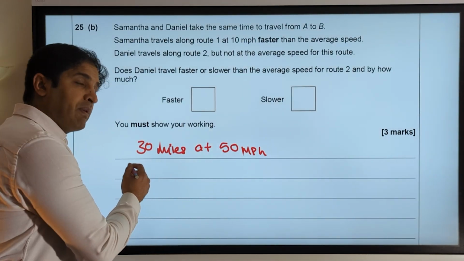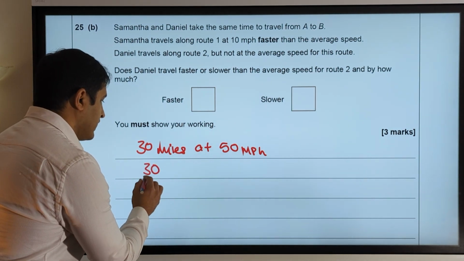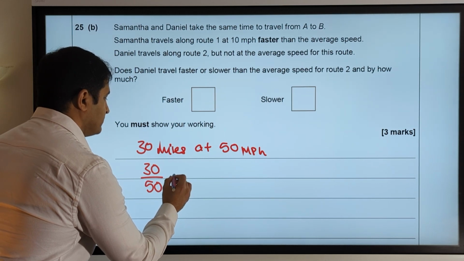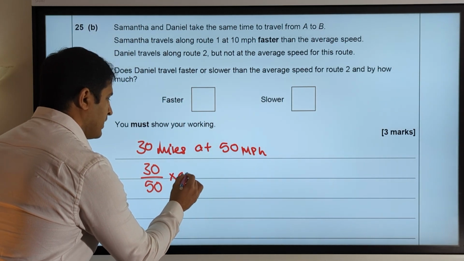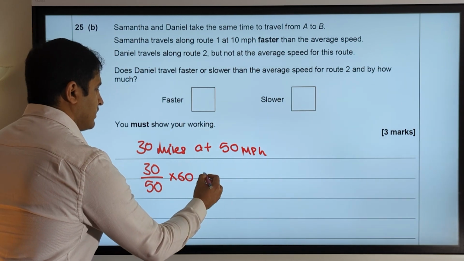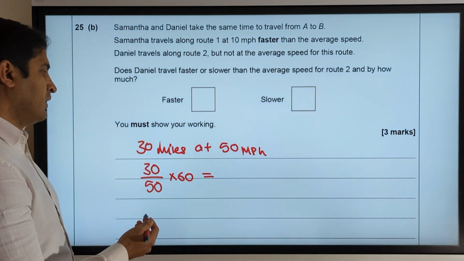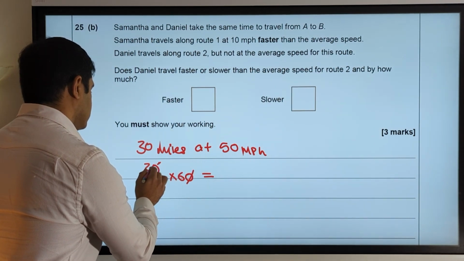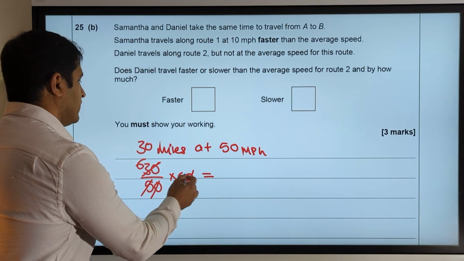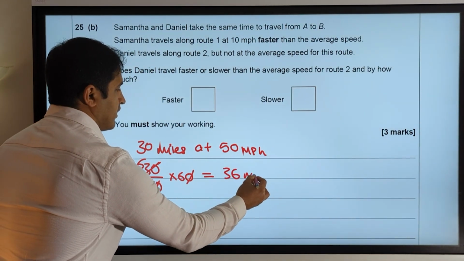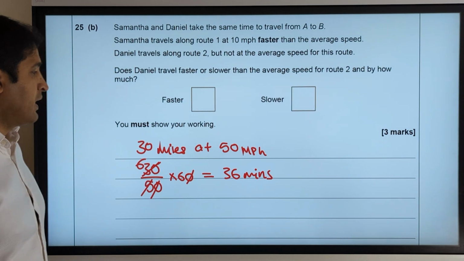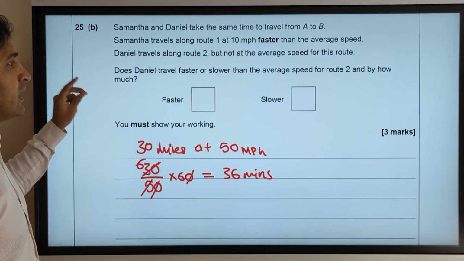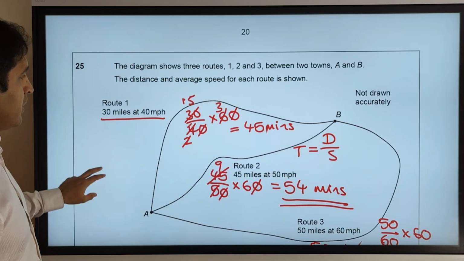So again, distance divided by speed, it will take 30 over 50, 3/5 of an hour, okay? I can multiply by 60 to get into minutes. So 3/5 of an hour would be 36 minutes. Okay, Samantha will take 36 minutes. Now if Daniel has to get there in 36 minutes, what is the speed?